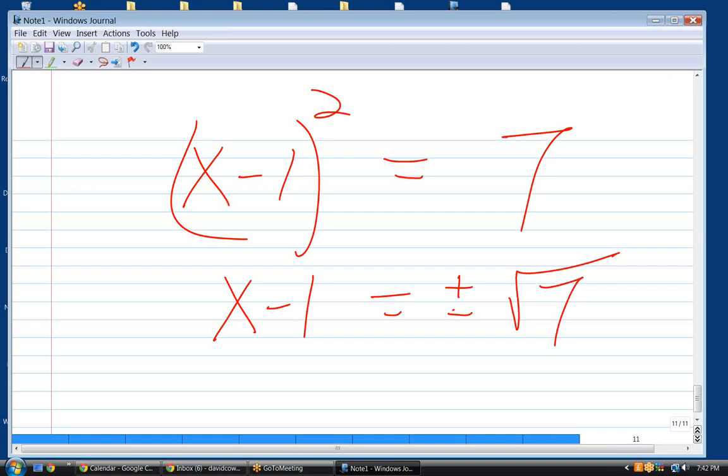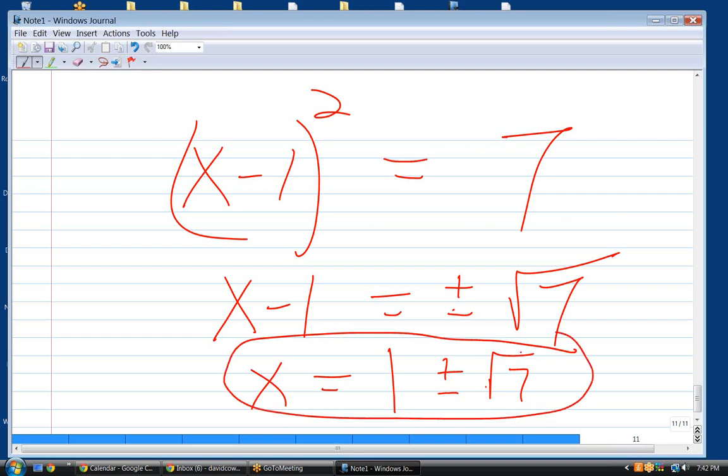That irrational number, which we leave this way. We're not going to change that to a decimal. We're going to leave it as square root of 7. That's the most accurate way to write that number. What I was trying to get at was don't forget the plus or minus. Okay? And now I can add 1 to both sides, so x equals 1 plus or minus the square root of 7. So there's my two answers. X equals 1 plus the square root of 7, x equals 1 minus the square root of 7.